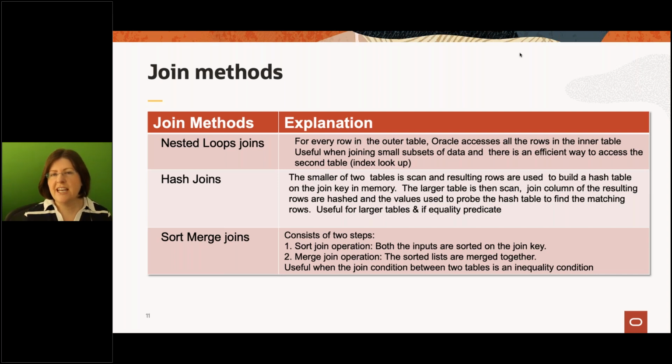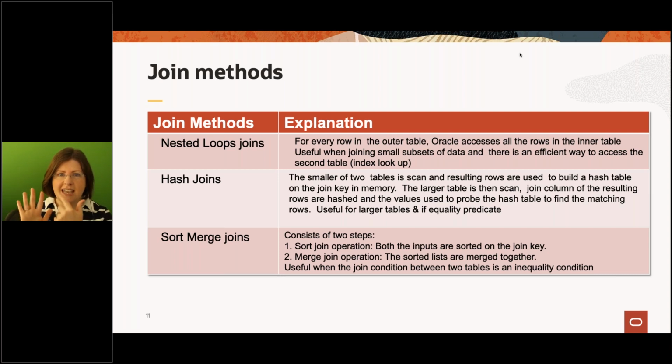A hash join is done when the objects are larger and we have an equality predicate. With a hash join, what happens is we scan the smaller of the 2 tables first, we apply any where clause predicates we may have for that, and then we apply a hash function to the join column of the resulting rows, and we build a hash table in memory.